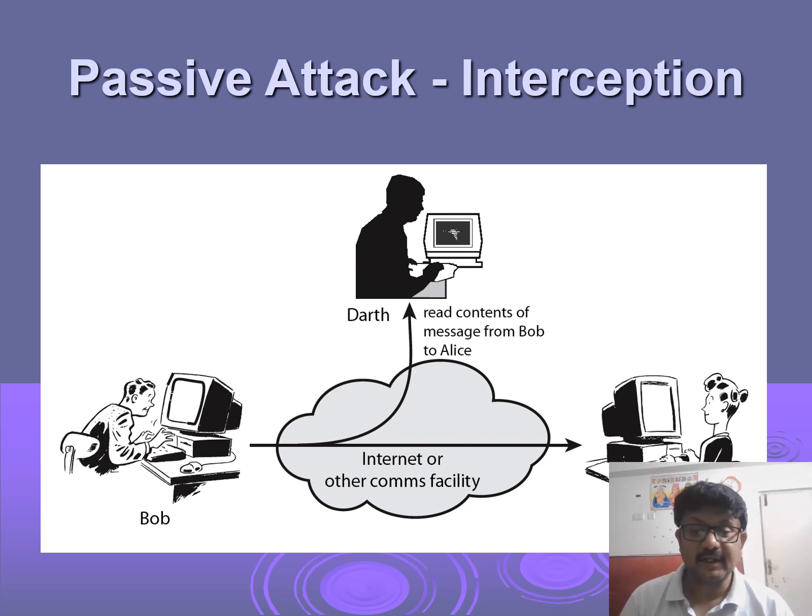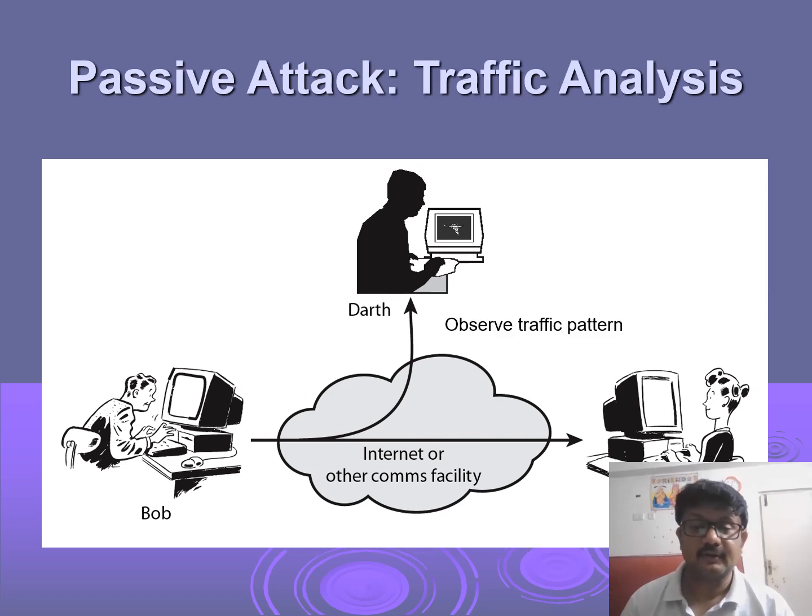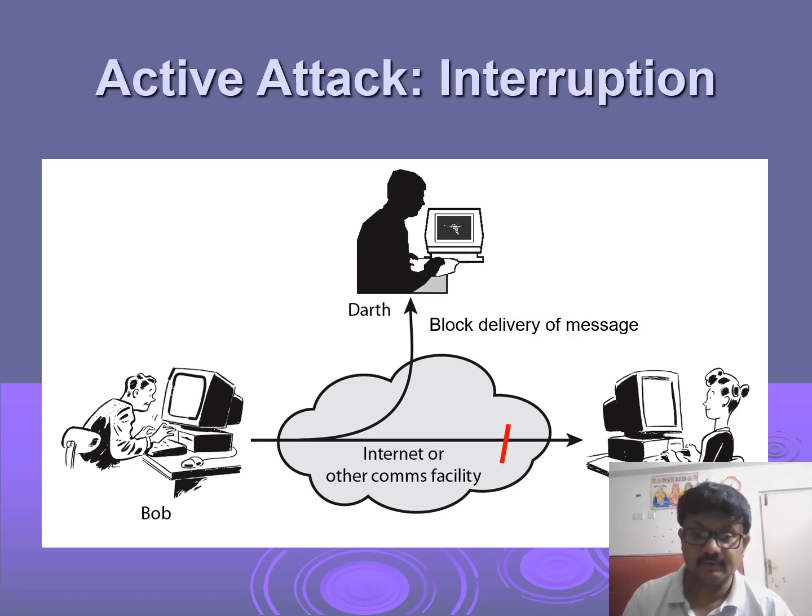So we know passive attack, interception. Bob and Alice, for example, need to send a message through the internet or other communications facility. So Darth is reading the contents of the message from Bob to Alice. That is called interception. Next, what is traffic analysis in passive attack? Bob again sends a message to Alice through the internet or other communications facility, but Darth here observes the traffic pattern.